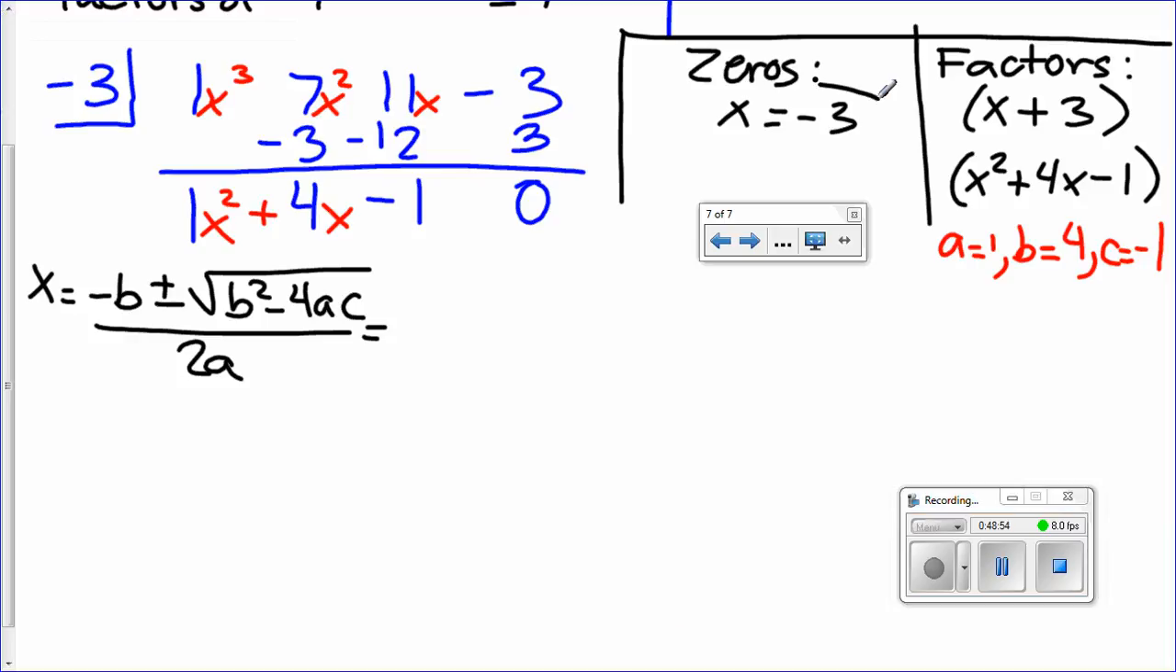So the only real zero was x minus 3. From there we get the factor x plus 3. And the other factor comes from here, from the resultant coefficient. That one cannot be factored any further, so we have to use the quadratic formula.